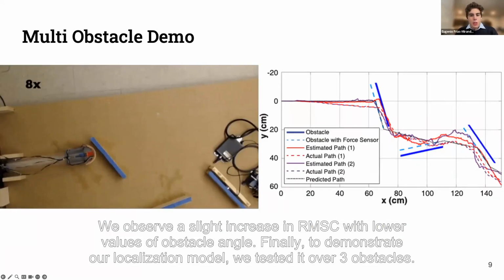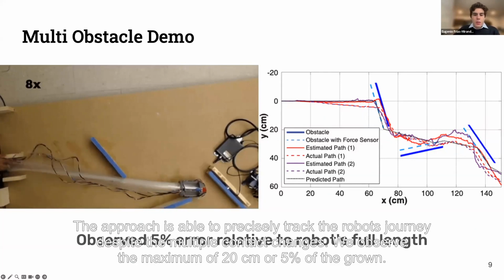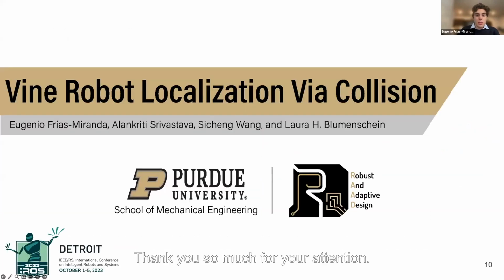Finally, to demonstrate our localization model, we tested it over 3 obstacles. The approach is able to precisely track the robot's journey despite the multiple contact changes. We observed a maximum error of 20 centimeters or 5% of the full-grown length. The error increases with each change in obstacle contact, indicating that future work should focus on improving the accuracy of the pivot estimation. Thank you so much for your attention.